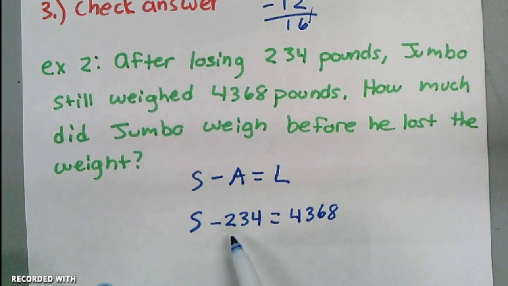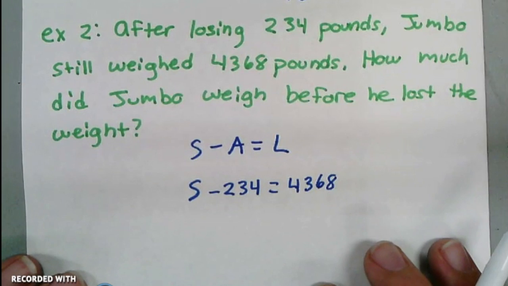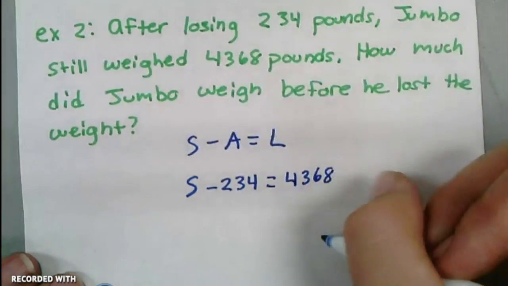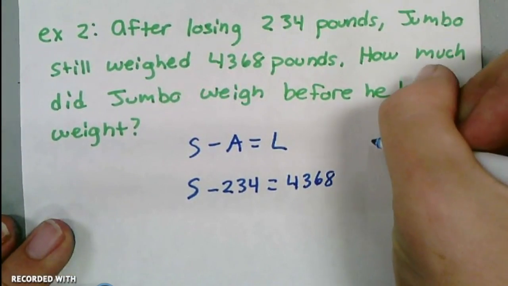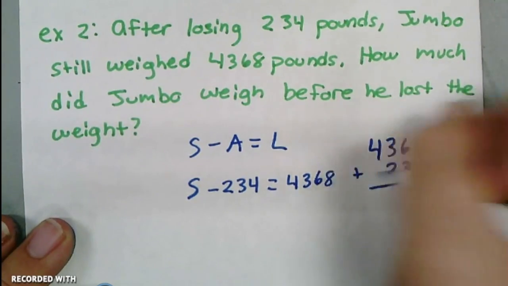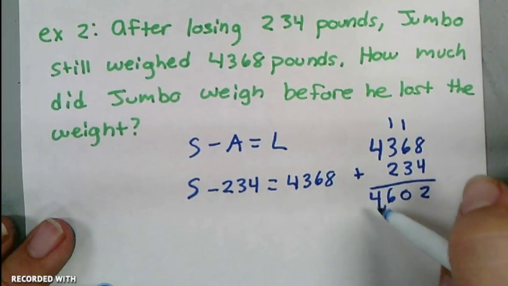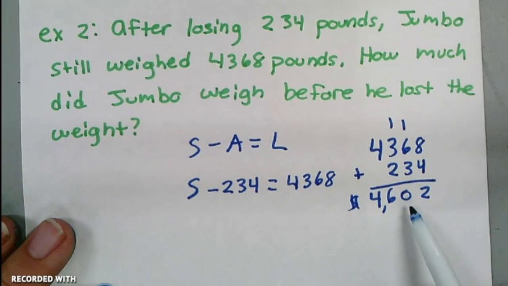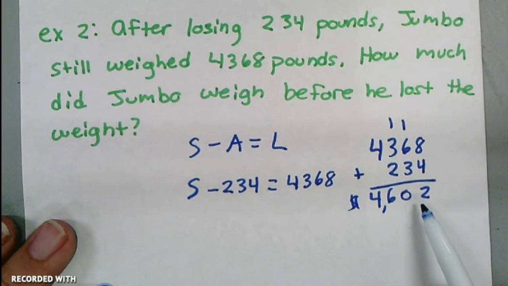So S minus 234 equals 4,368. I can solve this by going the other way. 4,368 plus 234 will equal the sum. Let's solve that. My final answer is that S equals 4,602. So that's how much Jumbo weighed before he lost the weight.